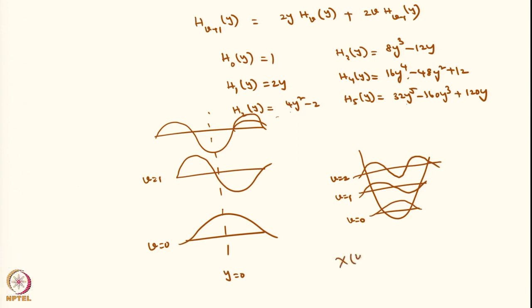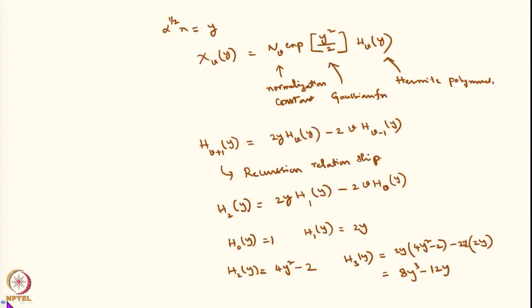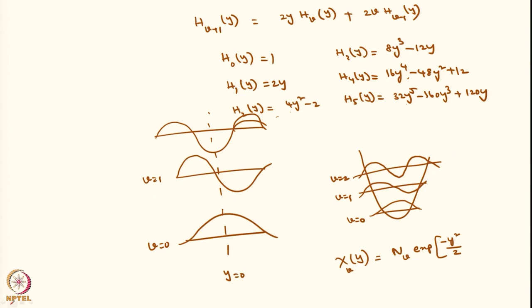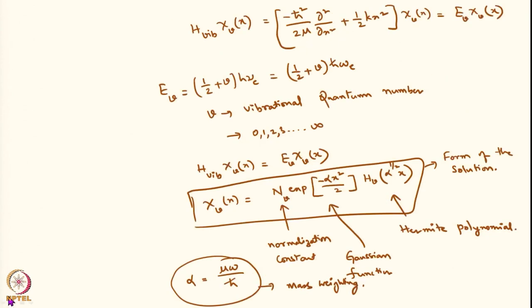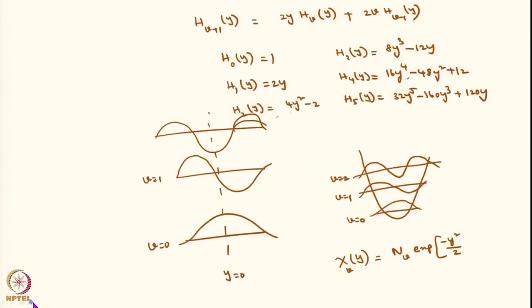So if I look back, chi of y is equal to some normalization constant N_v times the exponential of minus y squared by 2. There should have been a negative sign here. I'm sorry about that. Okay, there is a negative sign here already, so I just missed it. So minus y squared by 2.